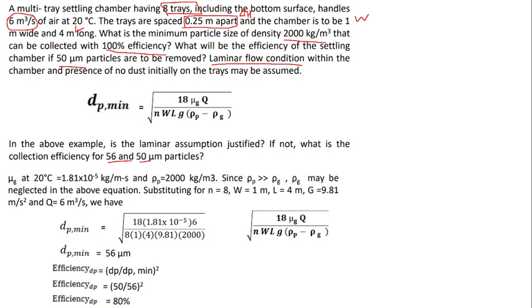First, they are telling that the particle size is to be found for 100% efficiency. And for 50 micron particles, they are asking what the efficiency will be. Laminar flow condition within the chamber and presence of no dust initially on the trays may be assumed. Using the laminar assumption, we are going to find these two answers. To solve this one, we should know the formula of the minimum diameter of the particle. We are going to use this formula, which is square root of 18 mu g into Q divided by N into W into L into g into rho p minus rho g.